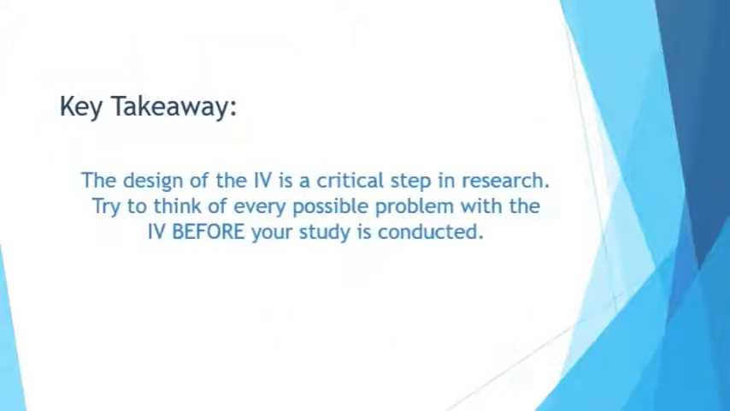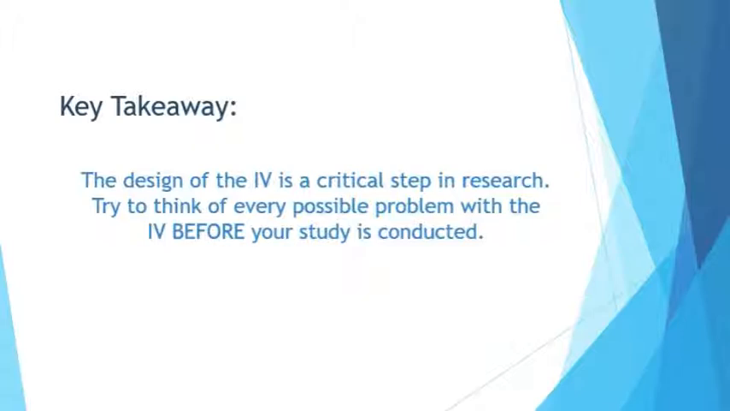This concludes Chapter 18. We have just covered a lot of material related to operationalizing the independent variable. Clearly, design of the IV is a critical step in research. It is not unusual for researchers to have confidence in their manipulations only to discover after the data has been collected that a threatening confound was present. It is best to always try to think of every possible problem with the IV before the study is conducted.